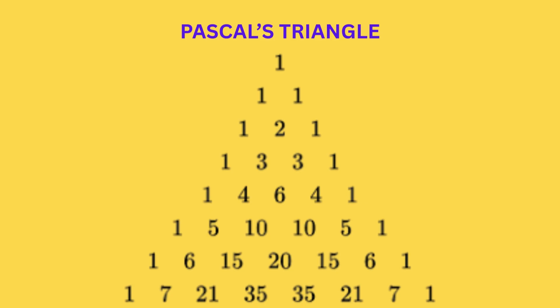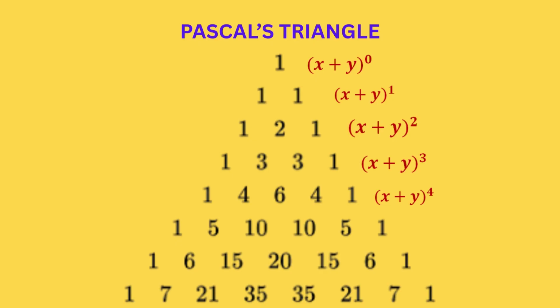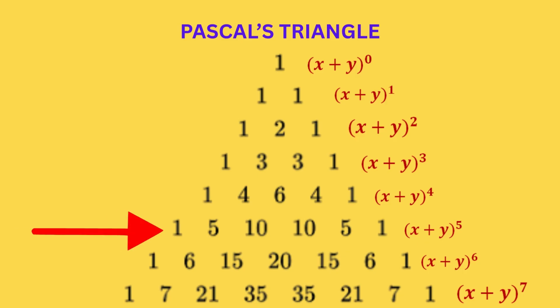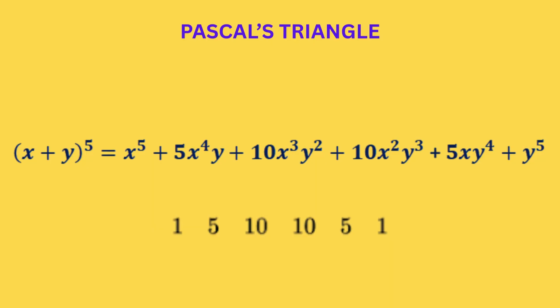To determine which row of Pascal's triangle to use for coefficients, you need to know the exponent of the binomial you're expanding. The row number in Pascal's triangle corresponds to 1 more than the exponent. For example, if you're expanding a binomial raised to the 5th power, you would use the 6th row of Pascal's triangle. Notice that the 6th row gives us the same coefficients as the previous method: 1, 5, 10, 10, 5, 1.